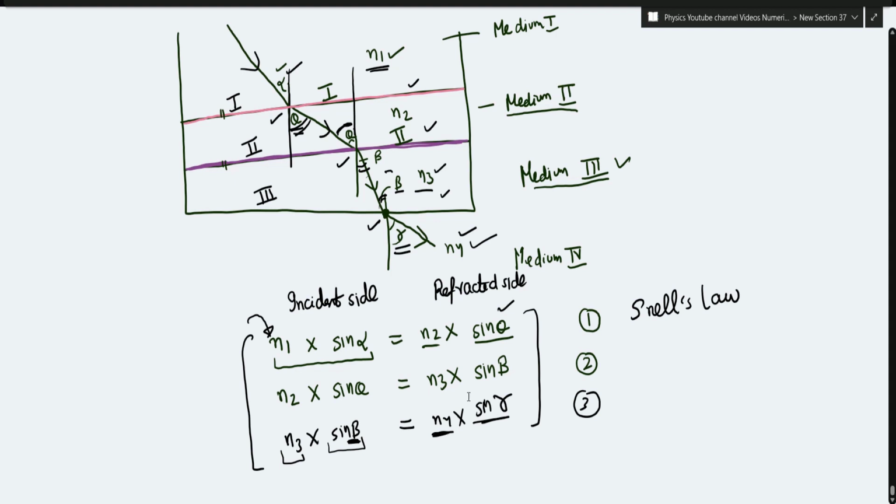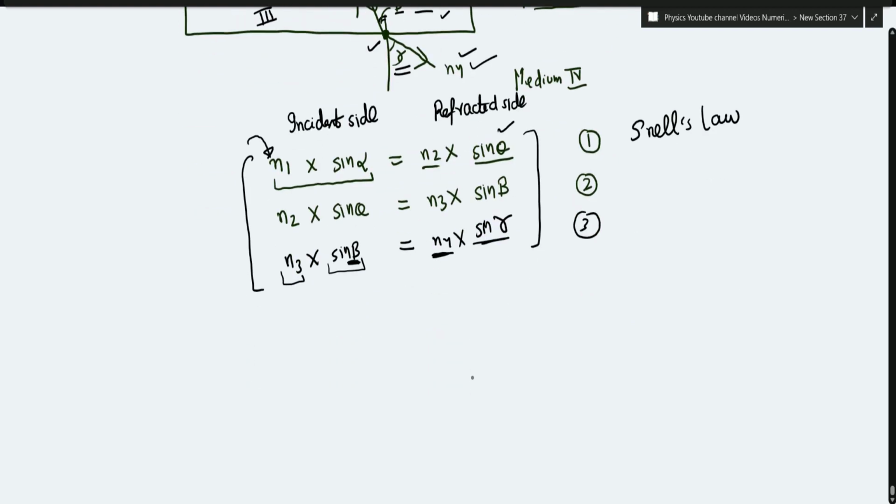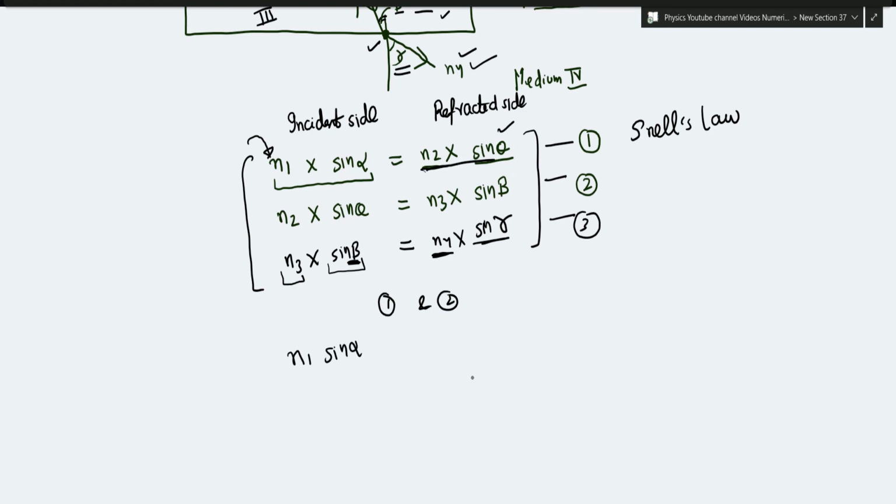Now when you know this, it becomes a great advantage to you in solving these problems. How does it become a great advantage? Now let me show you. I'm referring to equation number 1, 2, and 3. From equation number 1 and 2, I can write n1 sine alpha is equal to this, and this particular equation, which is same as this one, is equal to this, which means these 2 are equal, is equal to n3 sine beta. But n3 sine beta is equal to n4 sine gamma. So n1 sine alpha, sorry, this is gamma, is equal to n4 sine gamma.